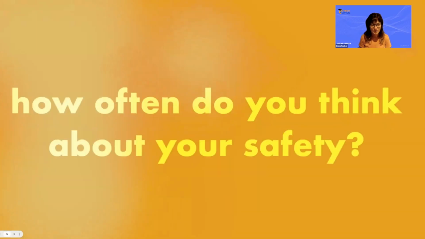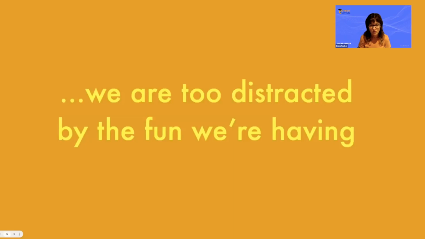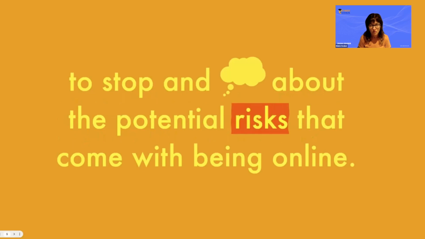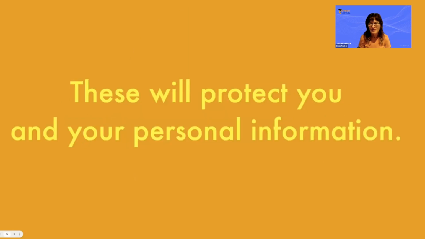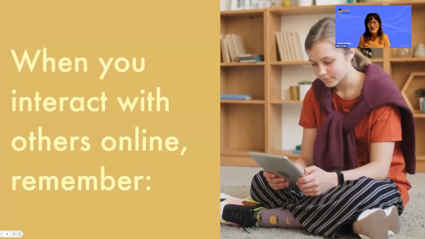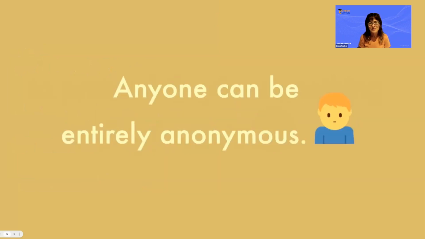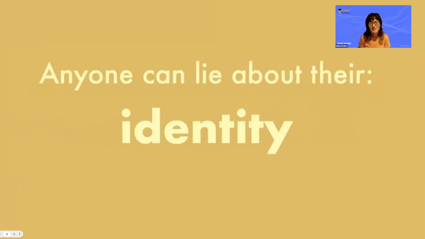When you're online, how often do you think about your safety? Usually, when we open our phones or computers to pass the time, to watch videos or message our friends, we are too distracted by the fun we're having to stop and think about the potential risks that come with being online. But it's important to keep a few rules in the back of your mind as you surf the web. These will protect you and your personal information. When you interact with others online, remember, the internet makes it easy for people or entities to pretend they're something they're not. Anyone can be entirely anonymous. Anyone can lie about their age, identity, or their intentions.